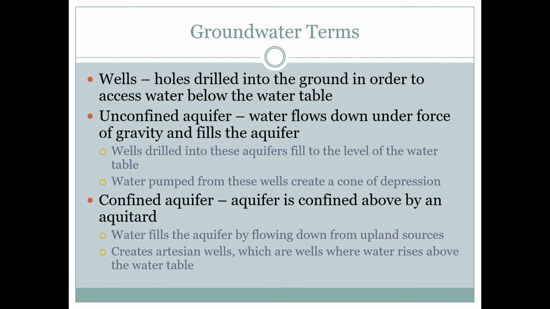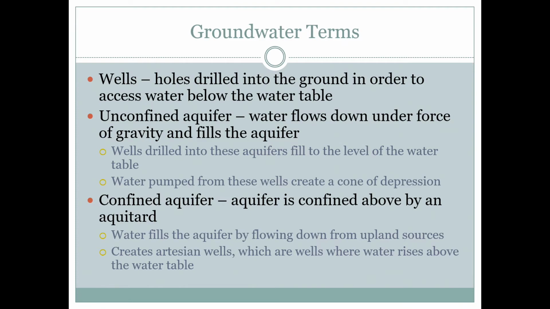An unconfined aquifer is when water flows down under the force of gravity and fills an aquifer. Wells drilled into these aquifers fill to the level of the water table. The water is pumped from these wells, and we can create a cone of depression, which I'll talk about in a minute. A confined aquifer is different than an unconfined.